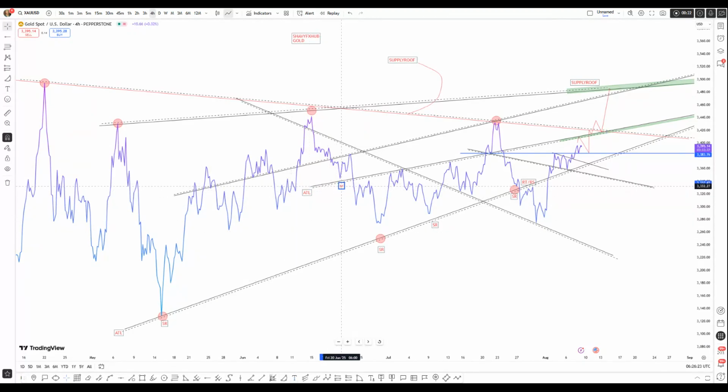Support becomes resistance, and RT/SR after break of structure.